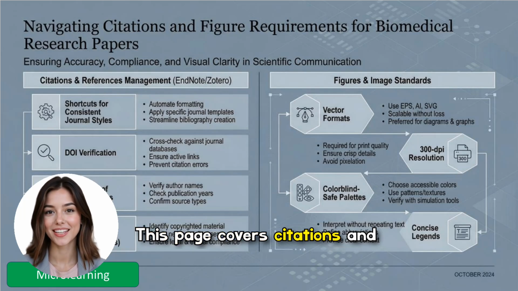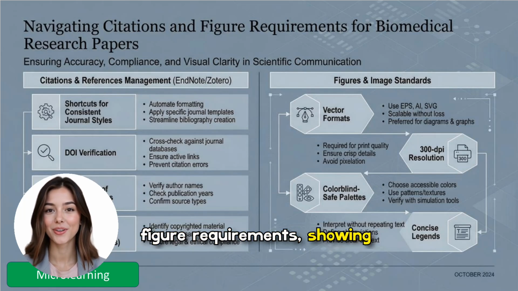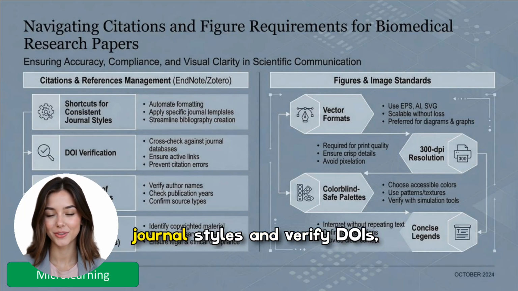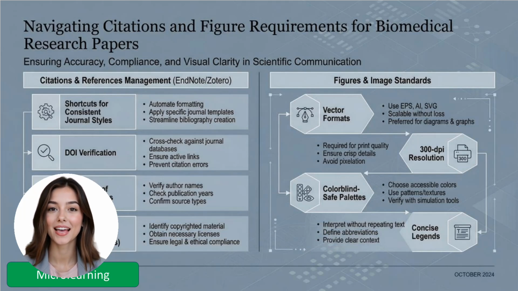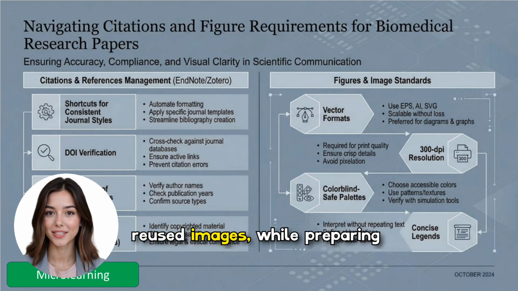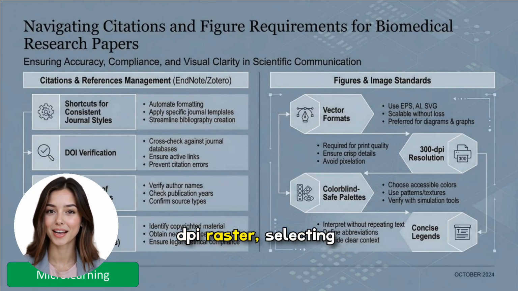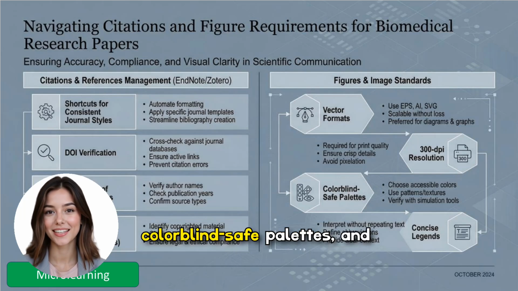This page covers citations and figure requirements, showing practical steps to ensure accuracy and visual clarity. Use reference managers to apply journal styles and verify DOIs, and confirm permissions for reused images, while preparing figures in vector formats or 300 dpi raster, selecting colorblind safe palettes, and writing concise legends so visuals convey results clearly and comply with publication standards.